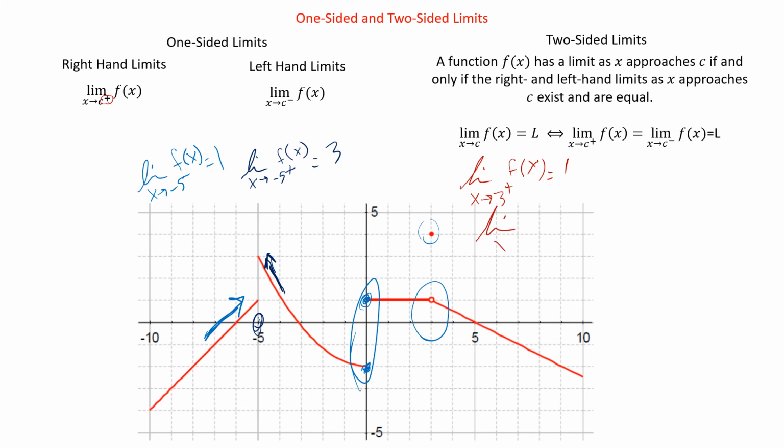The limit as x goes to 3 from the left side of f of x also equals 1. So the limit as x goes to 3 of f of x exists and equals 1. So that's the idea between one-sided and two-sided limits.